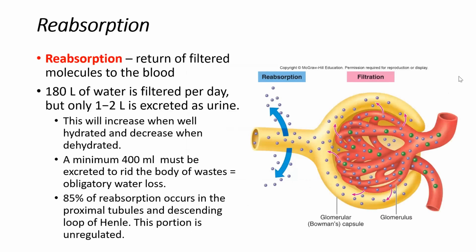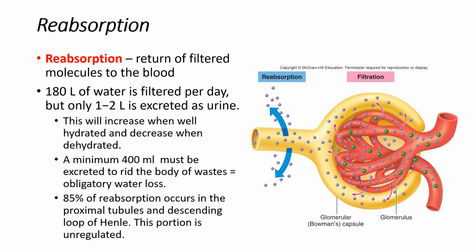All right, now as far as reabsorption, we're returning most of our filtered molecules from the tubular space to the blood. Most of that is water, as we just established. We reabsorb about 178 or so liters of our filtered water per day, and about 1 to 2 liters of that is excreted as urine. This will increase in well-hydrated states, and this will decrease in dehydrated states.